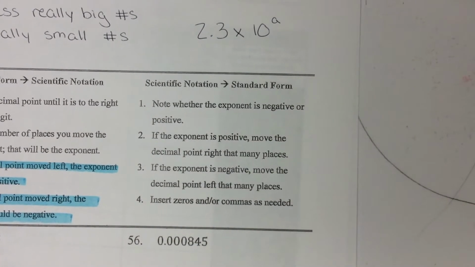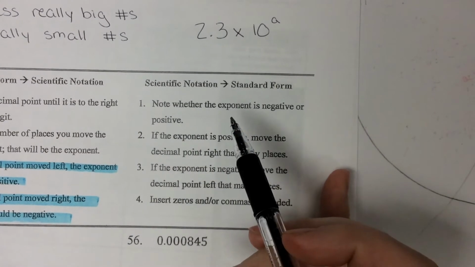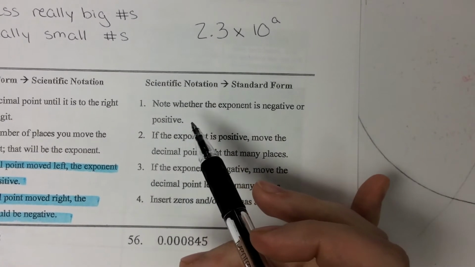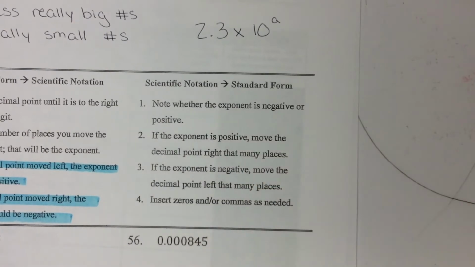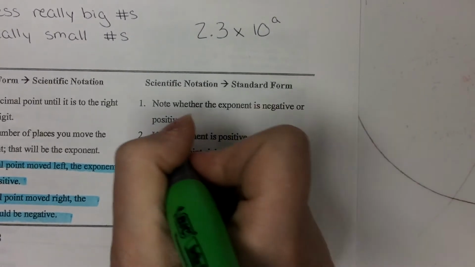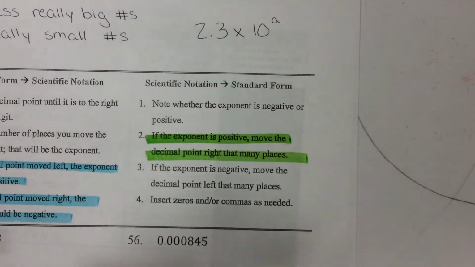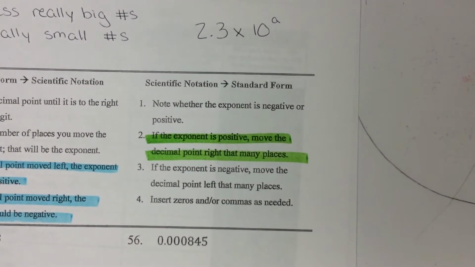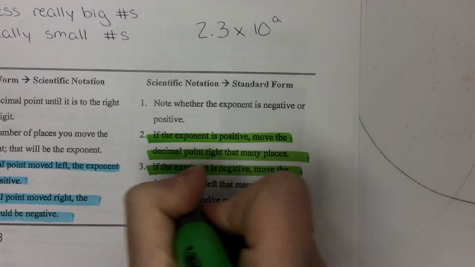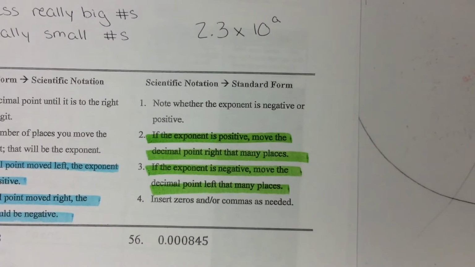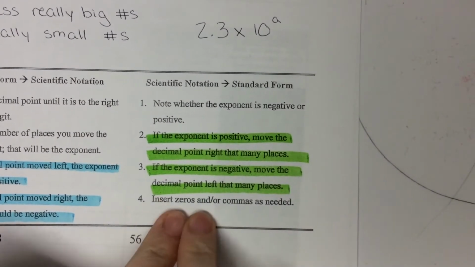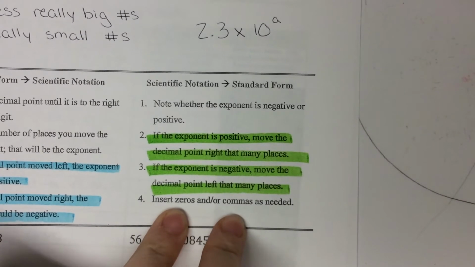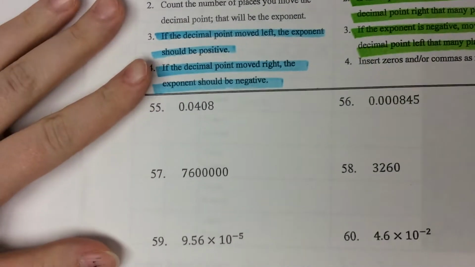If you're going from scientific notation back into standard form, you need to note whether the exponent is negative or positive because that'll tell you which way to move. If it's positive, you're going to go to the right. That's the way it should be, correct? And if it is negative, we've got to go to the left. All right. And when you're done, insert zeros or commas where you need them. All right. So let's look at this.